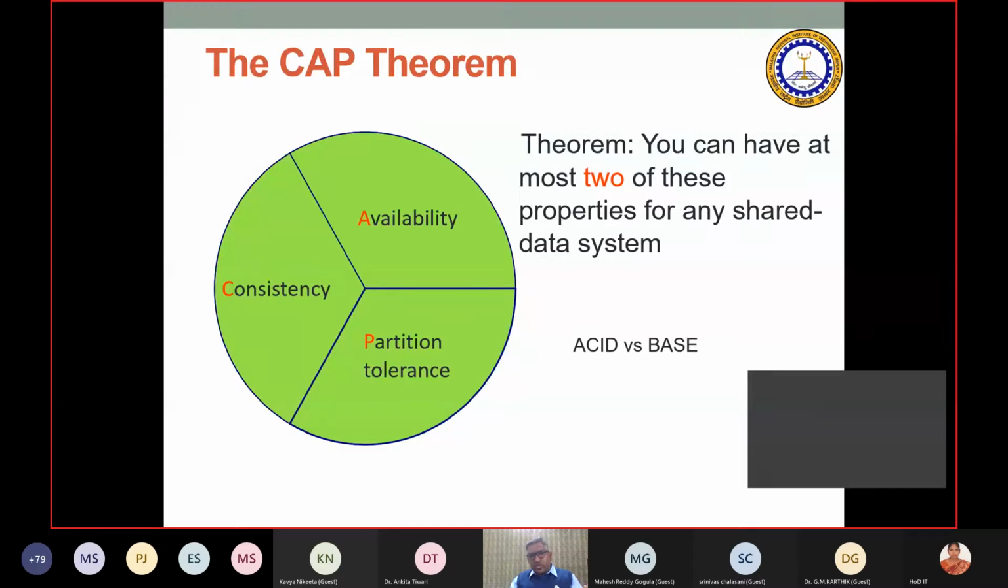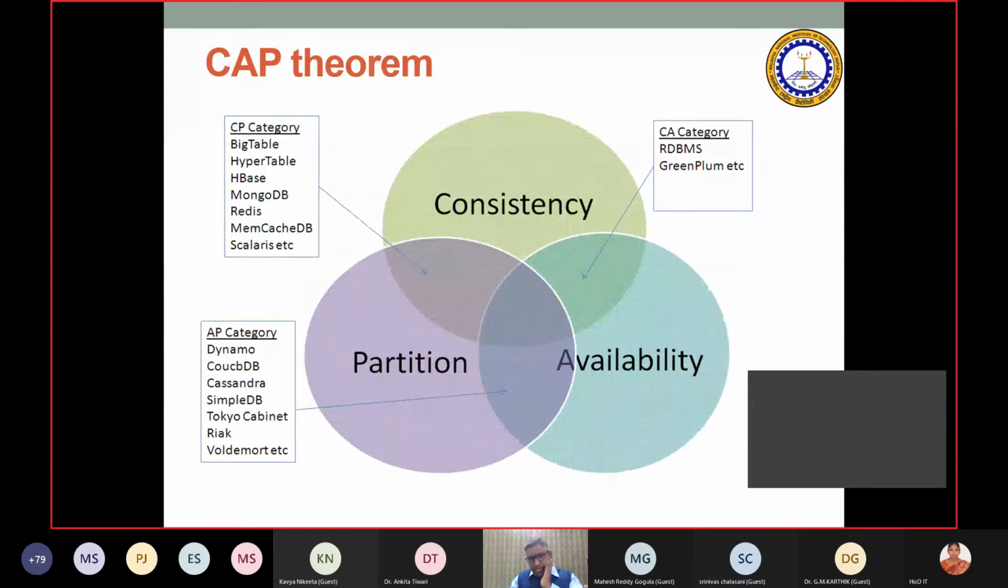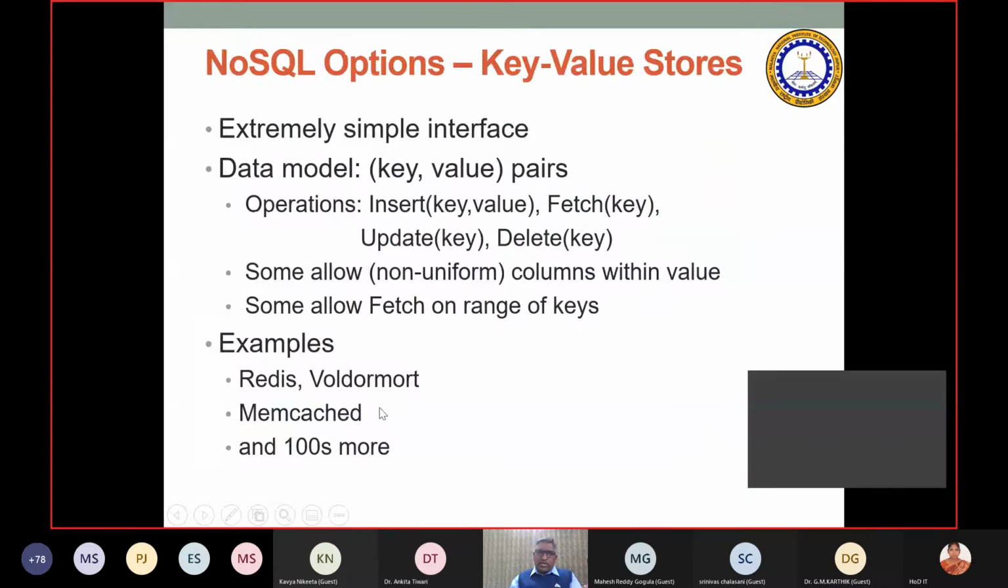You can have at most two of these properties for any shared data system. So at most two properties you can have, and the third can be compromised. In this case, availability is compromised, with only consistency and partition. In this other case, partition and availability are the focus, and consistency is compromised. So that is how you can look at it.